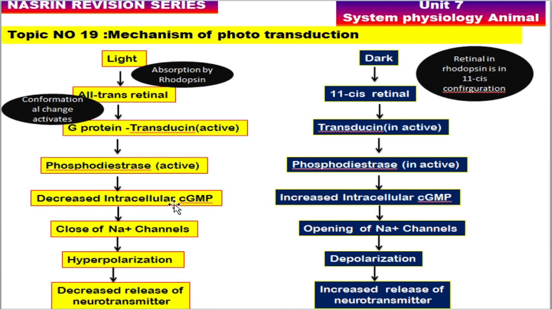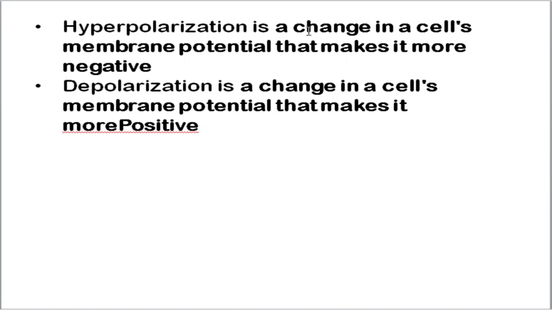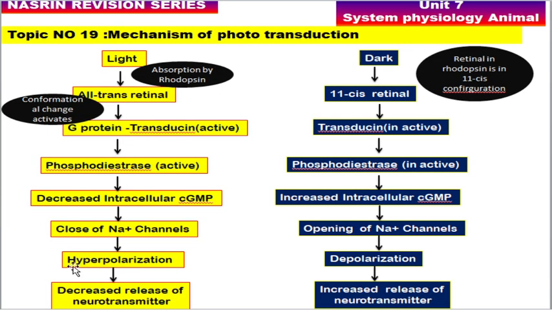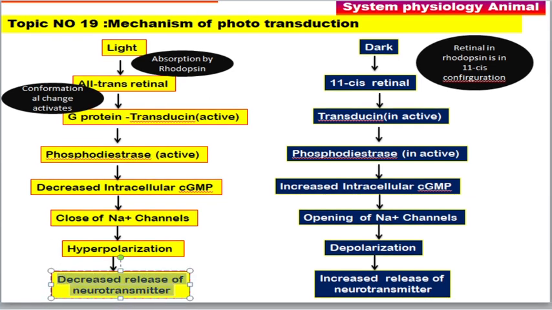If the cyclic GMP concentration starts to decrease, then all the Na plus channels will be closed, friends. If the Na plus channels are closed, then no Na plus ions will enter the cell. As a result, the positive ion concentration will be reduced and the cell membrane potential will become more negative. So it will lead to a condition called hyperpolarization. Hyperpolarization is a change in the cell membrane potential that makes it more negative, whereas depolarization is the opposite. It is the change in the cell membrane potential that makes it more positive. So under hyperpolarization, the release of neurotransmitter will be reduced, so it will switch off the signal transduction mechanism.